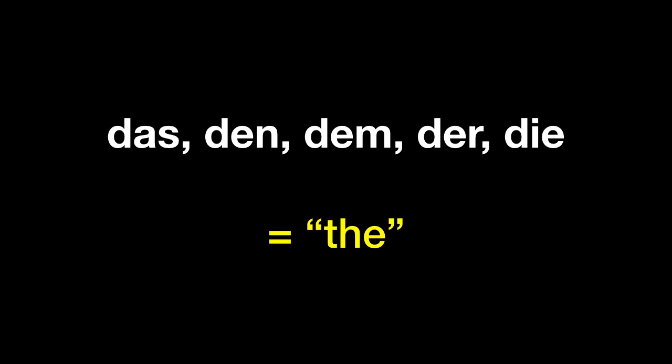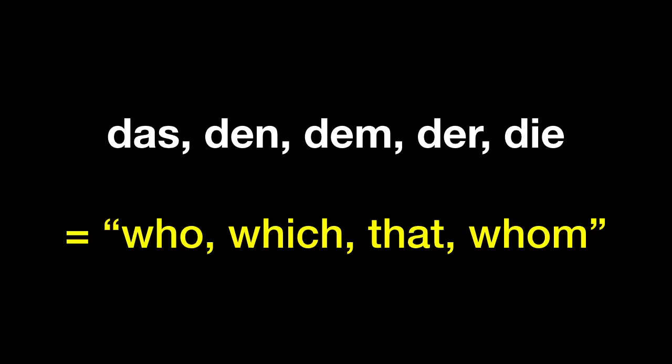In addition to the verb moving to the end of the relative clause, another thing that makes this a little confusing is that you are used to thinking of words like das, den, dem, der, and die as being the. And they are most of the time. But when we have a relative clause, you need to think of das, den, dem, der, and die as who, which, that, or whom. Okay, so get used to not thinking of them as just meaning the. They are no longer simply definite articles. They can do other things as well.